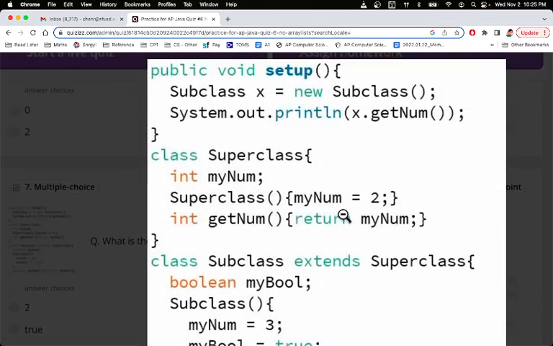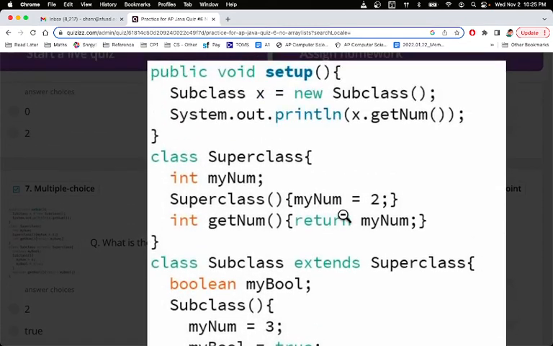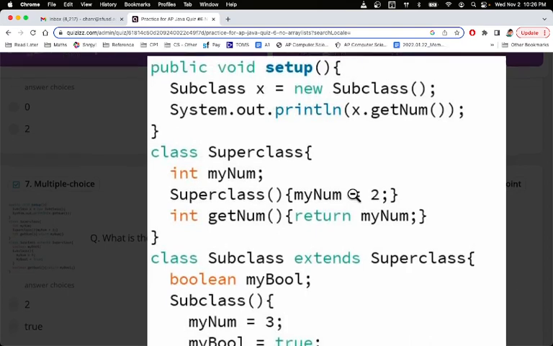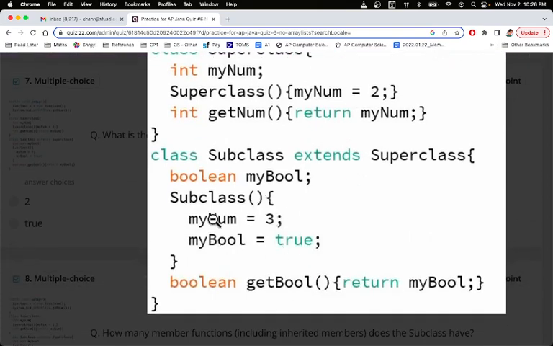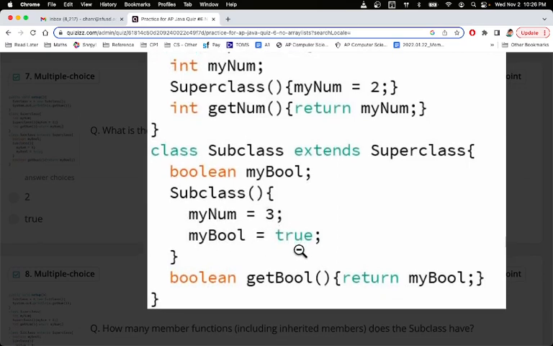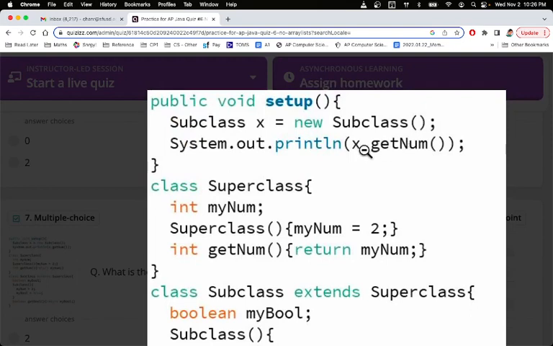We now care about the stuff at the top in void setup. Subclass is instantiated. X is instantiated to be of type new subclass, and now we're accessing the getNum function from X. When a subclass gets created, we go down here. Subclass's my num is 3, so X's my num is 3. X's my bool is true. We go ahead and return getNum.